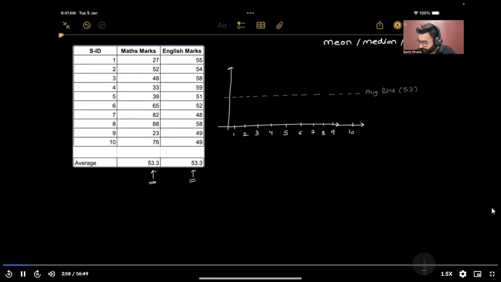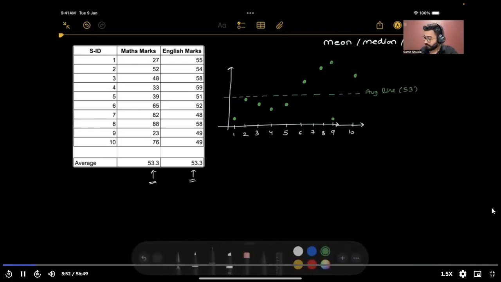For student 1, the marks were 27, so it will be close to over here. For 2, it was 52, very close to here. Then 48, maybe somewhere around here. Then 33, somewhere around here. Then 39, a little bit up. Then 65, somewhere around here. 82, somewhere around here. 88, a little bit up. 23, very down, and 76, somewhere around here. Now these are the distribution, I would say the scatterness of the marks around the mean.